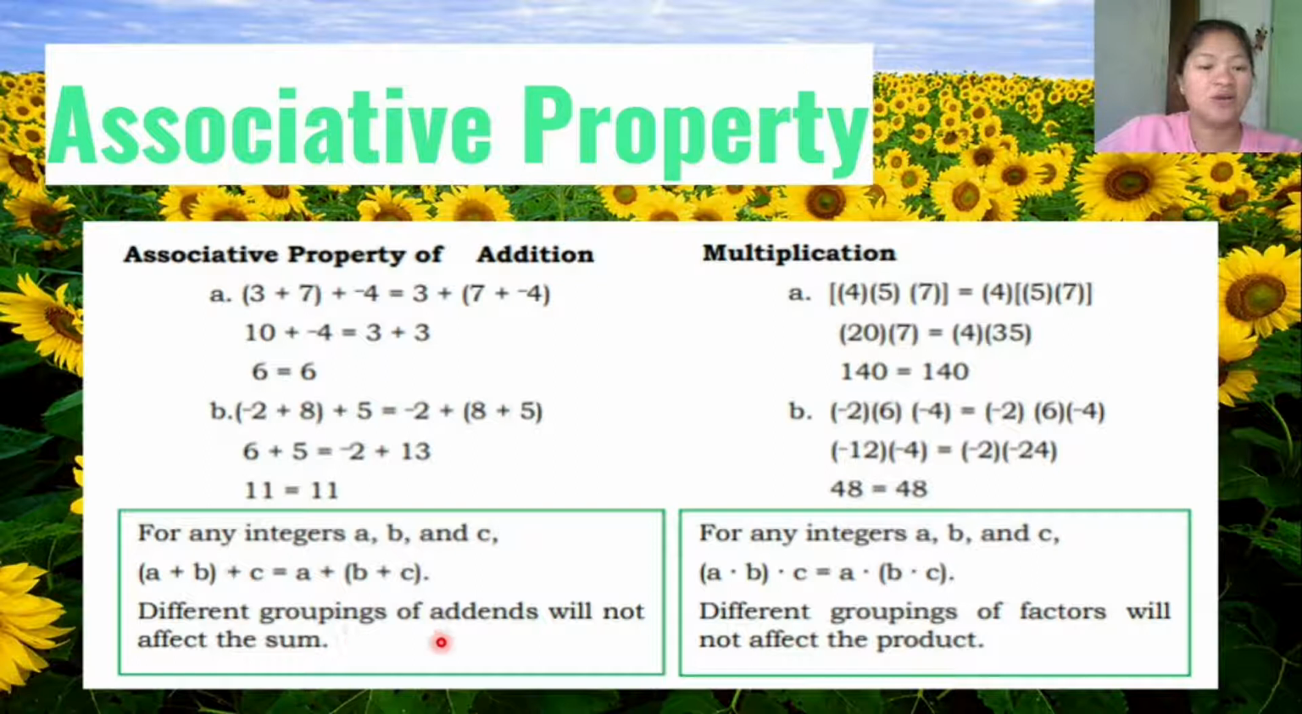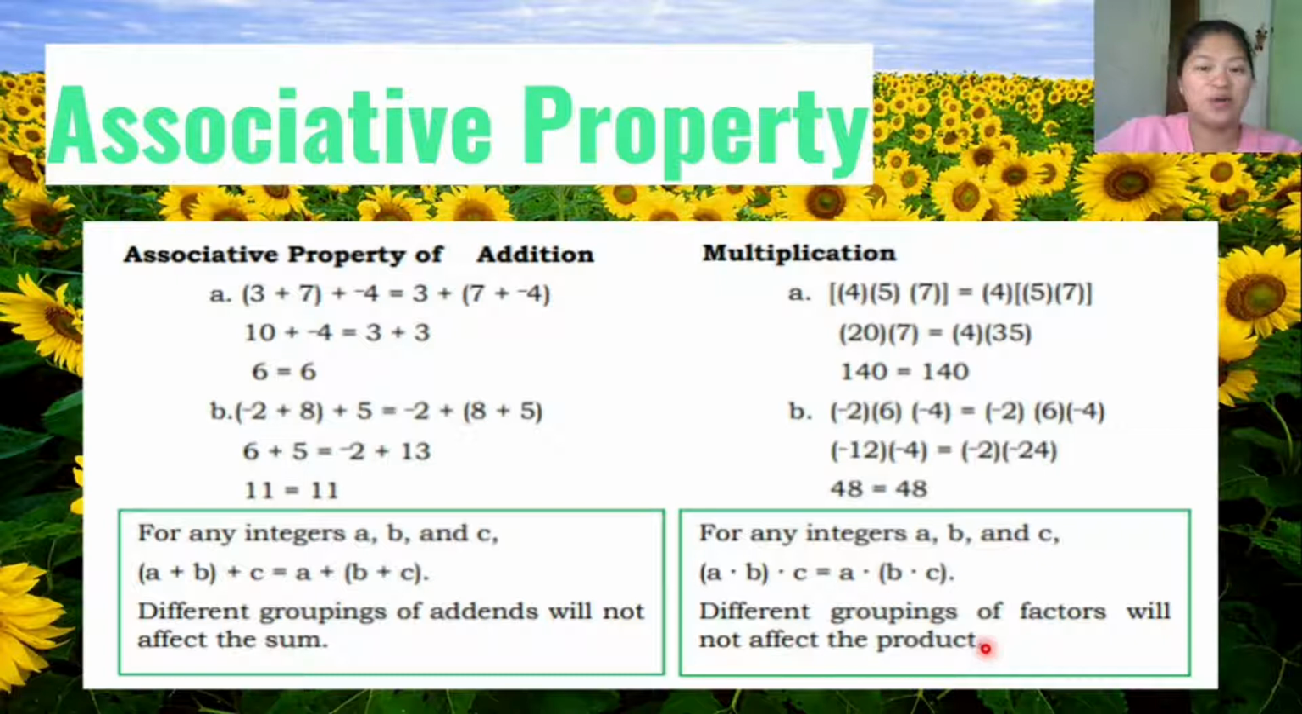Different groupings of addends will not affect the sum. Kahit daw po pagpalitin natin yung magkakagrupo, hindi magbabago ang sagot. Ganon din po sa multiplication. In our first example here, si A times B po ang naka-parenthesis, meaning to say sila po ang magkagrupo, and then times C. That would be equal to, uunahin daw po ang B times C, tapos times A. Ang different groupings of factors will not affect the product.